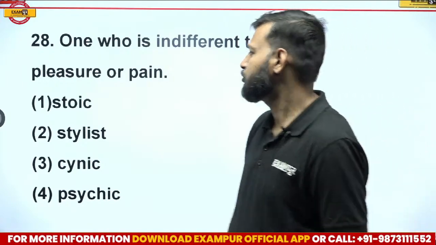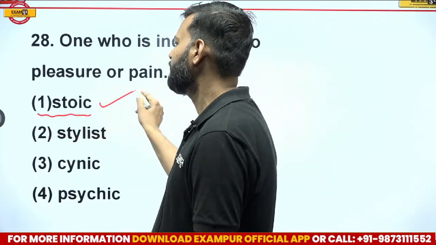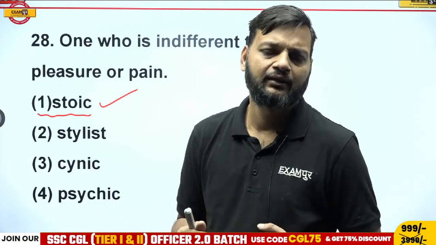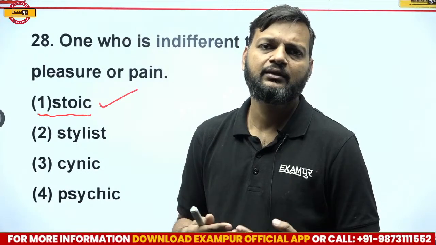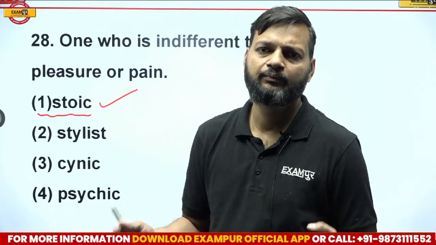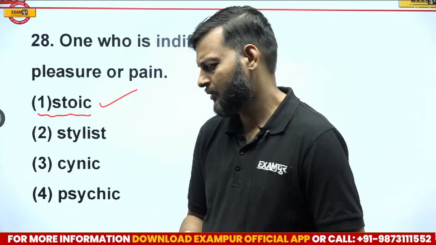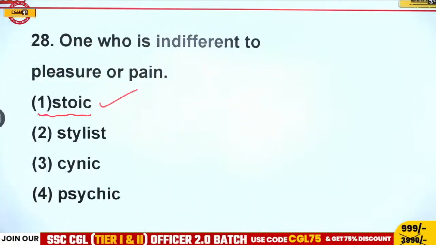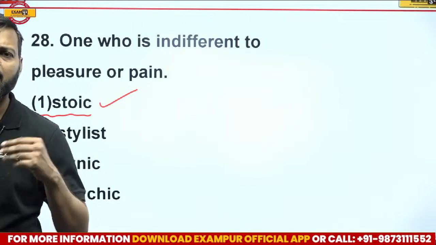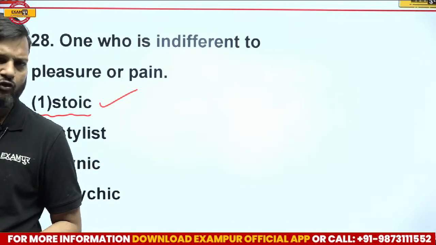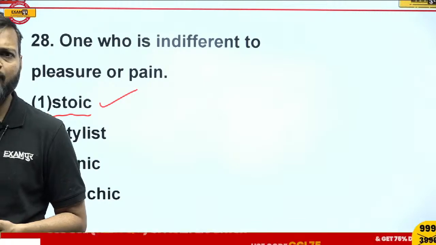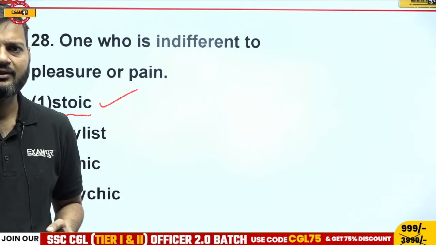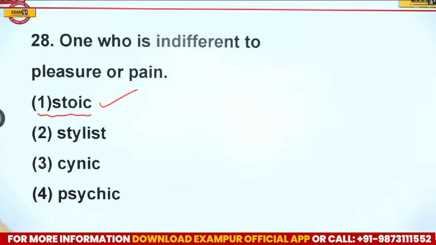See, stoic is the right answer. Stoic is the person who does not feel pain or pleasure. One who can feel neither the pain nor the pleasure, nor sorrow, happiness. One who is beyond all such things is called stoic.